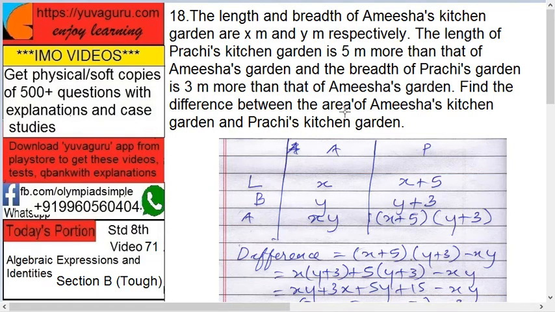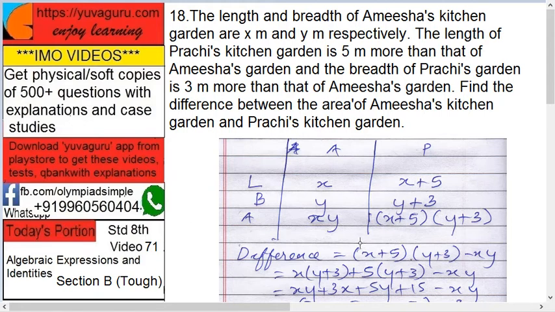So let's mark them as A and P. The length of A is x, the breadth of A is y, so the area of A is xy. What about P? The length is x plus 5, and the breadth is y plus 3. So the area of P is x plus 5 into y plus 3.